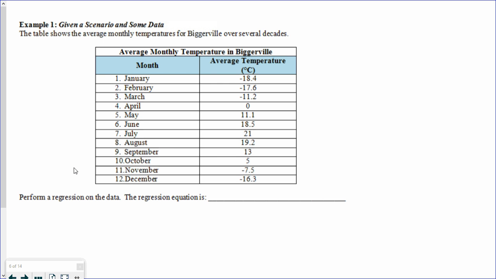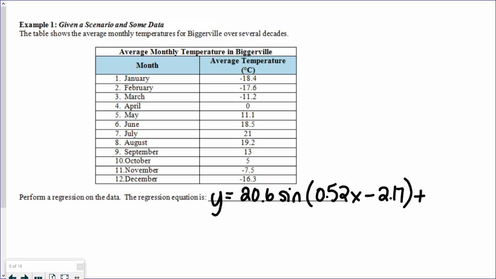Because we're going to do so many regressions. We have 2 more units where we're going to do a whole bunch of regressions, so you better be getting good at this. So the regression equation is y equals 20.6 times the sine of 0.52x minus 2.17 plus 1.32.